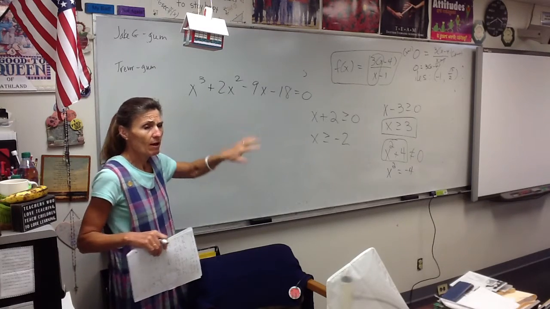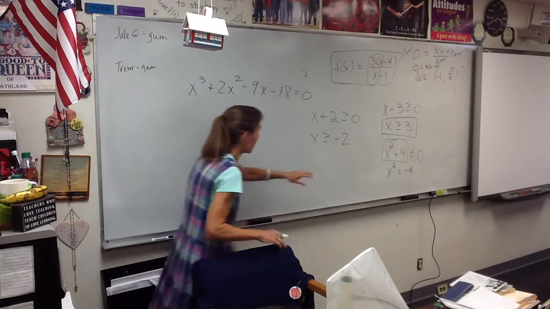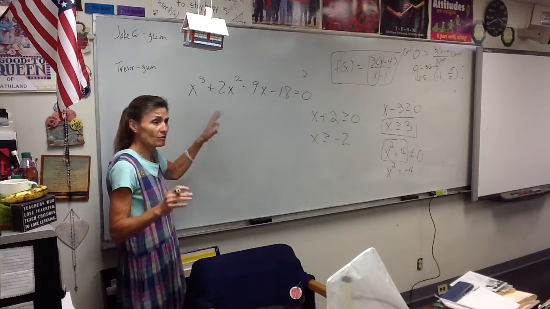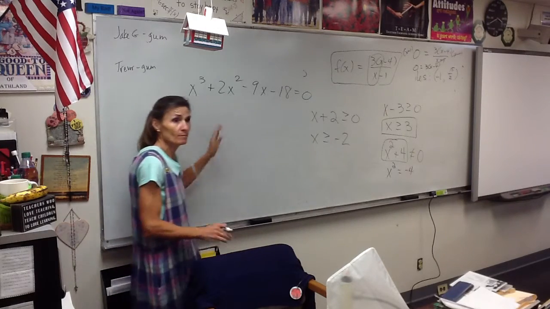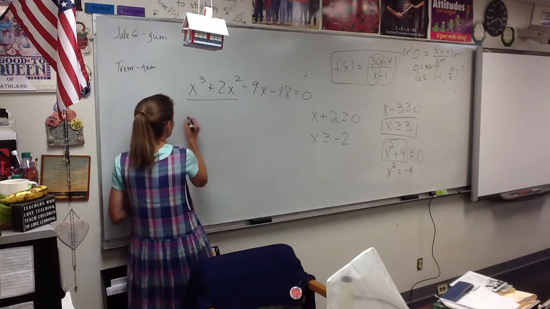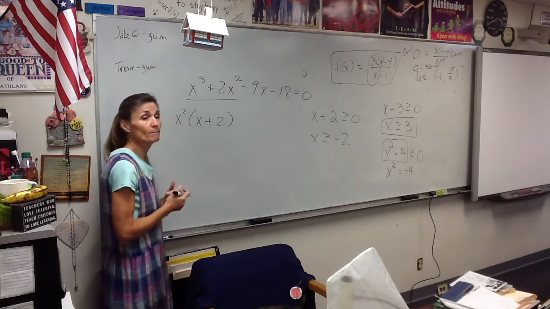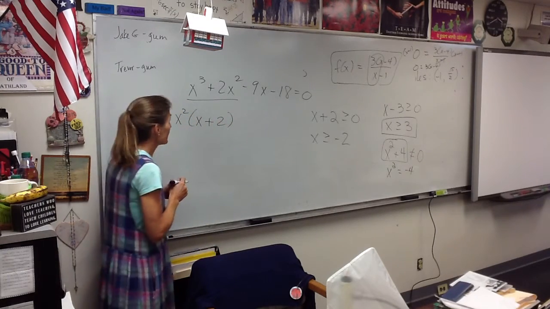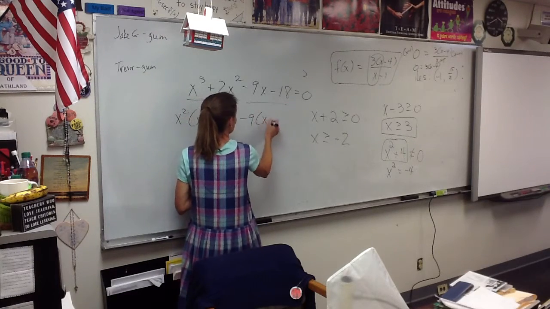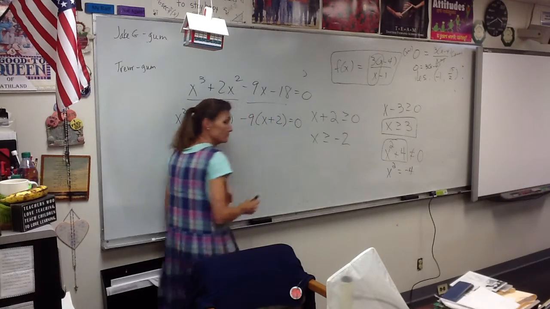Factor. Now, will this factor? Maybe not in the traditional sense of how we would factor a quadratic, but can you factor something with this many terms? By grouping. So let's take a look at that. Let's take the first 2 terms and we can take out an x squared. And what can I pull out of the last 2? -9. When you pull out the -9, that leaves you with x plus 2.